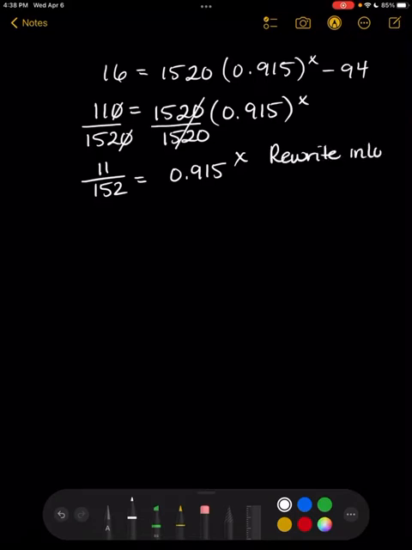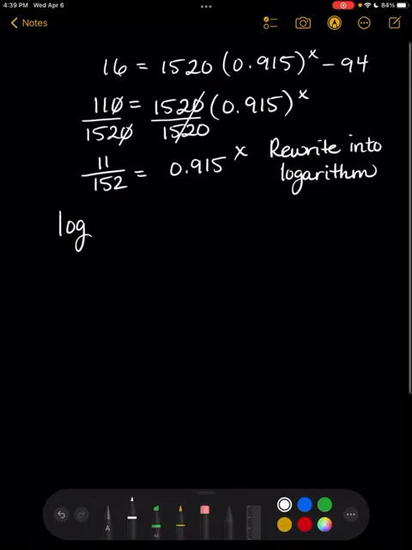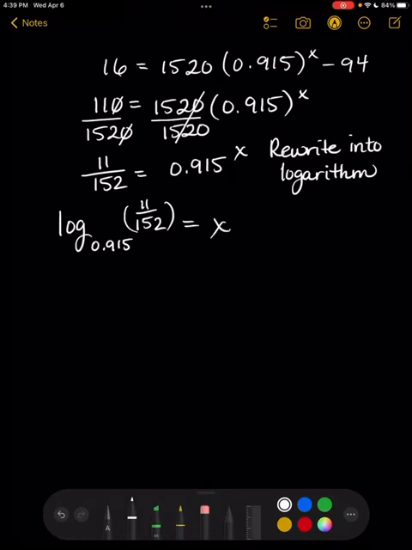And you will notice that in Delta Math they do a different approach. So this approach that I'm showing you yields the same answer. So I'm going to write the logarithm of my base. My base in this case is 0.915 of my number, which would be 11 over 152 equals x.